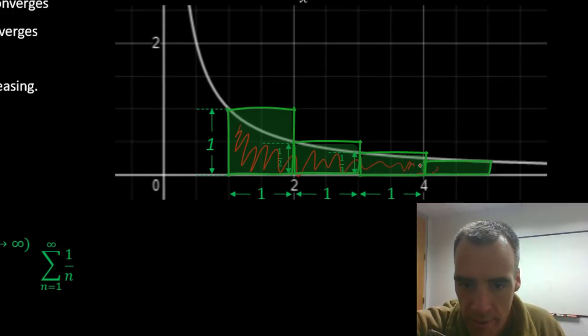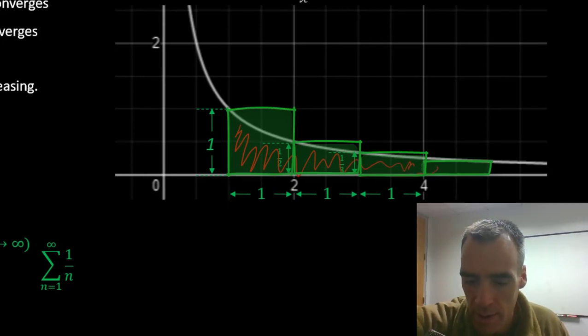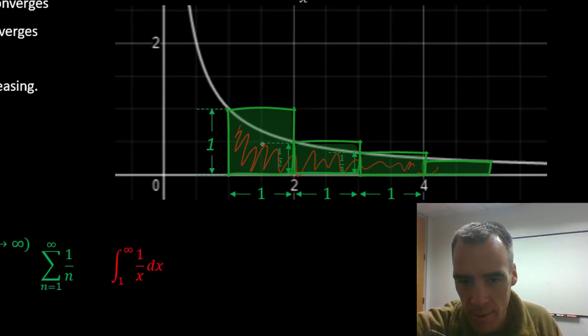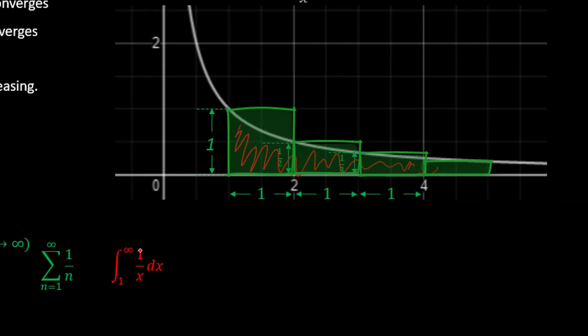So if I wanted to find that from x equals 1 all the way to infinity, that would be this integral, right? If we can say something about that area in the red, maybe that'll help us also say something about that area in the green. So let's try and find this integral of 1 over x from 1 to infinity. First thing we want to do is notice that this is an improper integral because you've got this limit up here at infinity.